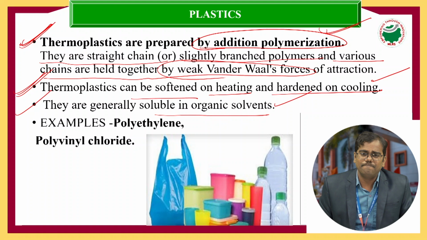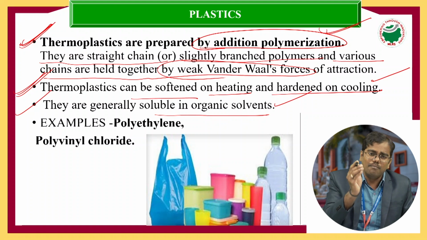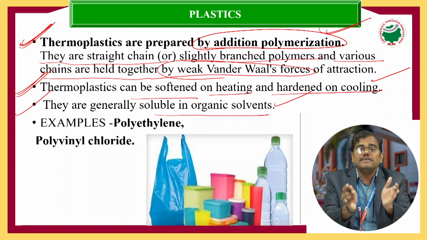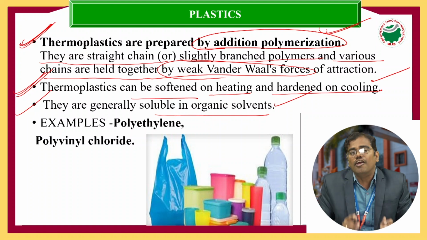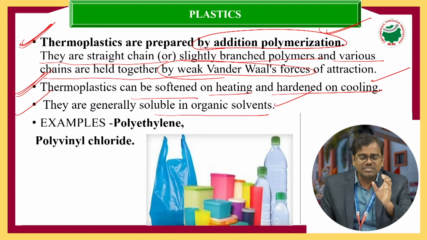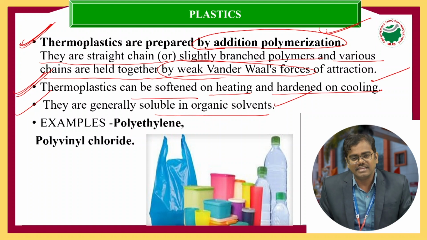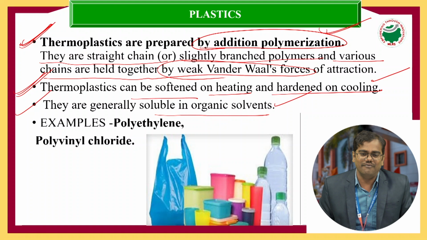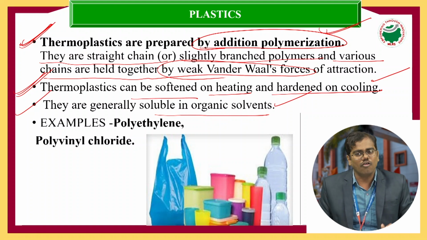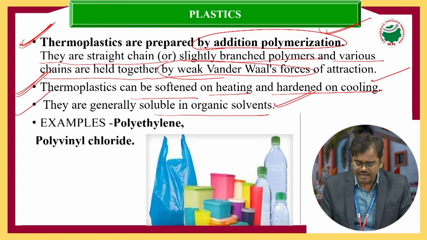Due to the presence of weak van der Waals forces between the unsaturated chemical compounds, or between the monomers, these thermoplastic resins can be softened on heating and hardened on cooling. The third important property is that these thermoplastic resins are easily soluble in organic solvents like benzene or toluene, etc.